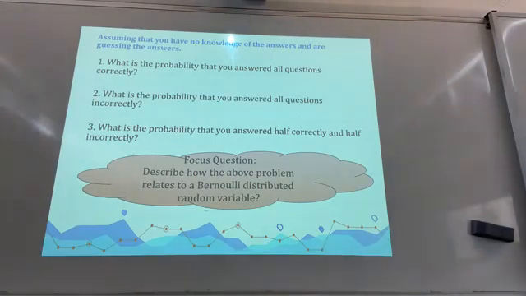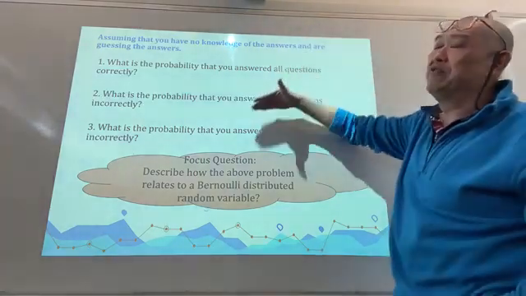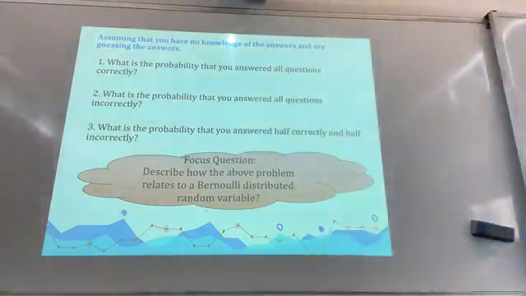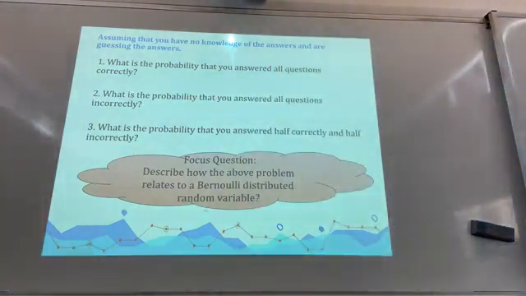The focus question is how to relate this to a binomial distributed random variable. How do you relate what each one said? It's not binomial yet, it's the Bernoulli distributed random variable.